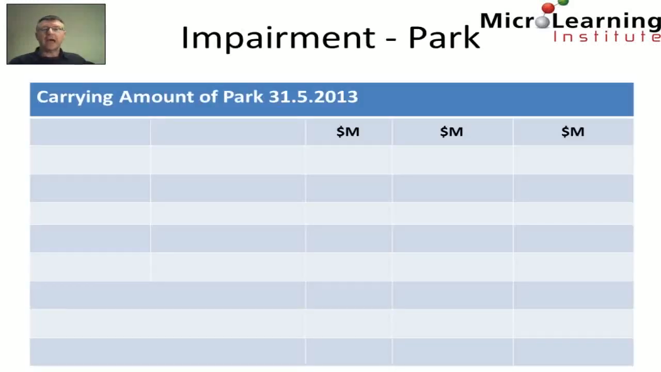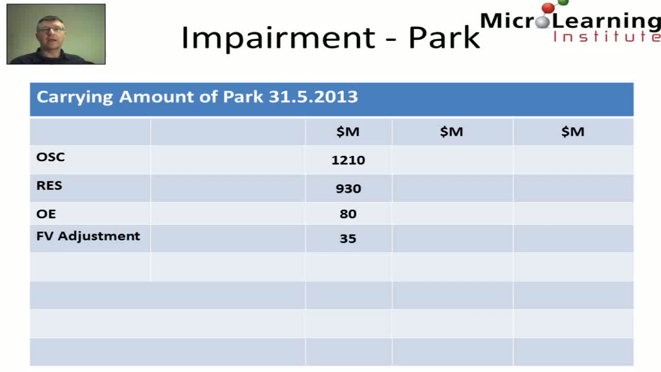So let's look at the carrying amount of Park now in the books of Trailer at the 31st of May 2013. Now we have a statement of financial position for Park, which tells us that ordinary share capital, reserves and other components of equity sit at 1,210, 930 and 80 respectively.